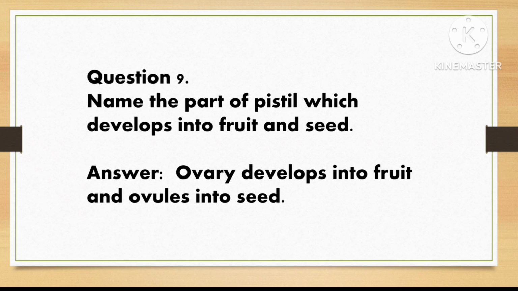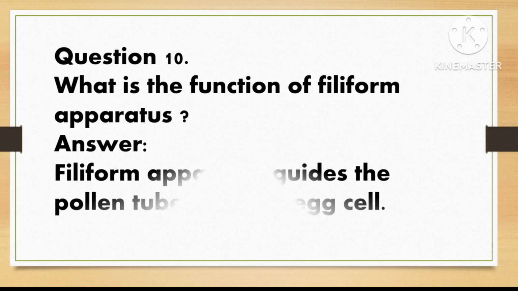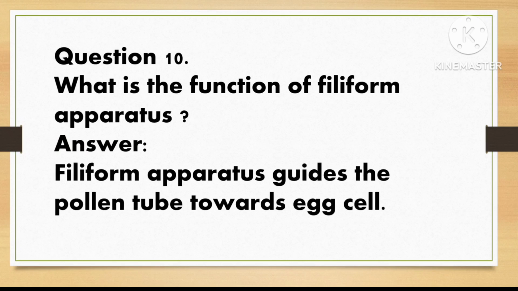Question number 9. Name the part of pistil which develops into fruit and seed. Ovary develops into fruit and ovules into seed. Question number 10. What is the function of filiform apparatus? Filiform apparatus guides the pollen tube towards egg cell.